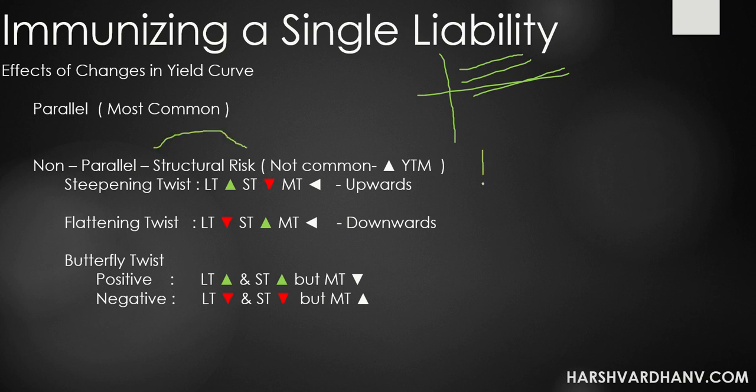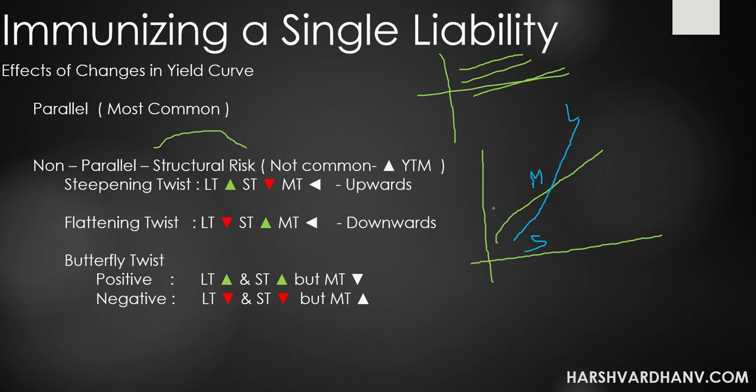The yield curve could have a steepening twist. What is a steepening twist? Assume this is a yield curve, and in the steepening twist, your long term will go higher, medium term will remain the same, short term will go down. So short term is going down, long term is going higher, medium term remains the same. You can say medium term over here, long term over here, short term over here. So this is the steepening effect. The yield curve could have this effect. This is a structural risk. It's not a parallel movement.